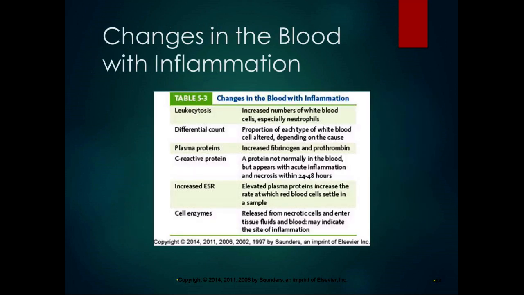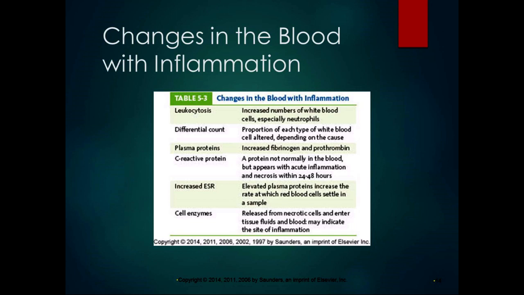So we get a lot of changes in the blood with inflammation. We get increased numbers of white blood cells, especially neutrophils, because those guys are going to help with phagocytosis. We get a different differential count, and differential count is the proportion of each type of white blood cell. Depending on the cause of the inflammation, you'll get different proportions of each type, which is pretty interesting. If you get a chance to look at some lab results, look at them. They're interesting and they tell you a lot.